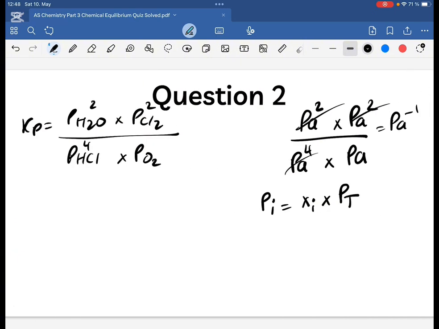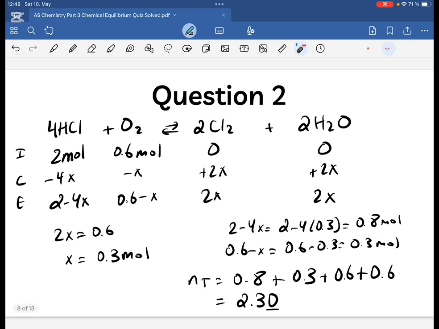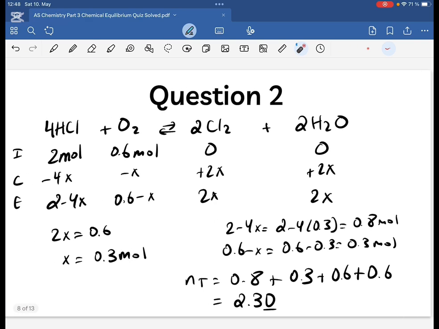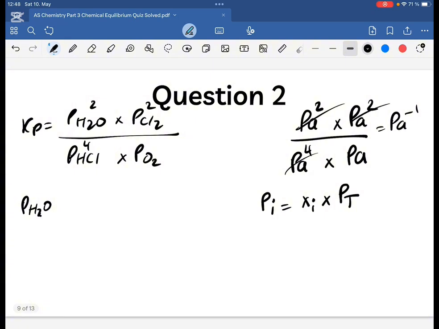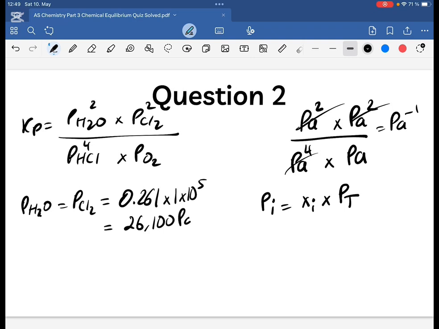So therefore, to find the pressure of H2O, we're going to use this formula. But since we have the mole fraction for Cl2 and for H2O, and they are the same, therefore the pressure of H2O and the pressure of Cl2 is also going to be the same, as they have the same mole fraction. So it's going to be equal to their mole fraction, which was 0.261, which we got before. And we're going to multiply it by the P total. So the answer is going to be 26,100 Pascal.